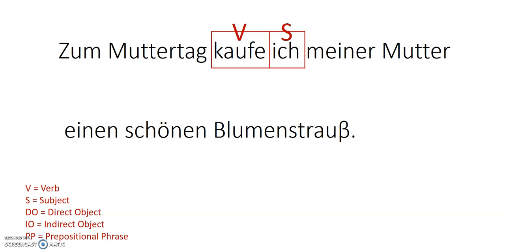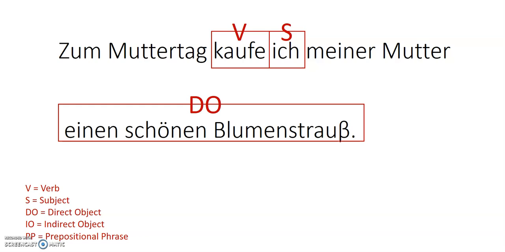Is there something that is being verbed? Is there something that's being bought in the sentence? That would be our direct object. Einen schönen Blumenstrauß. A pretty bouquet of flowers. Is there someone that's receiving this pretty bouquet of flowers in the sentence? That would be our indirect object. My mother is receiving that.